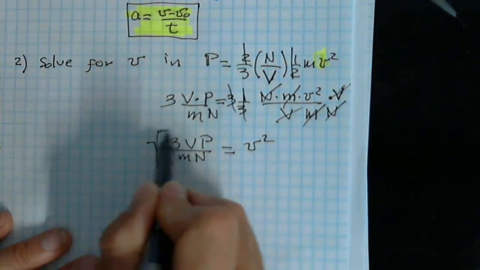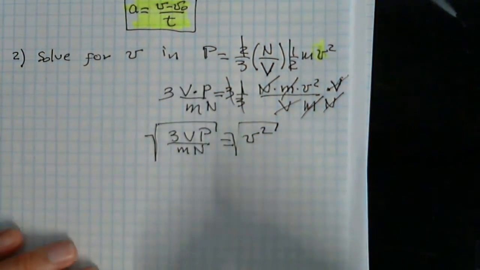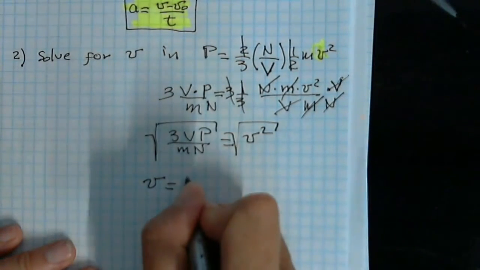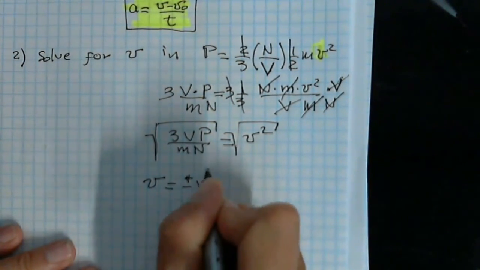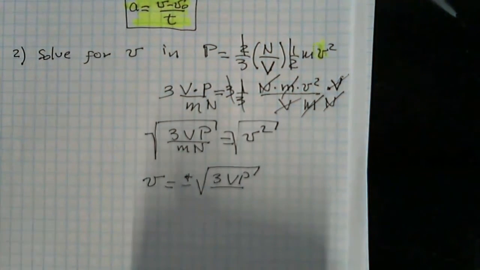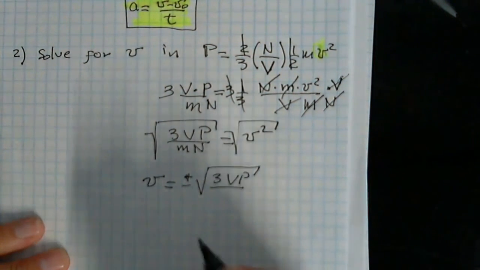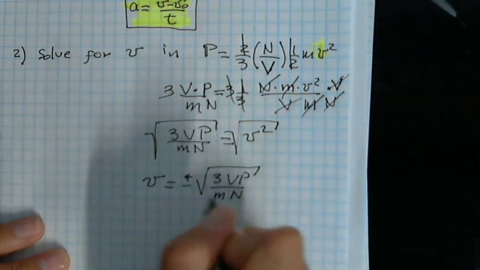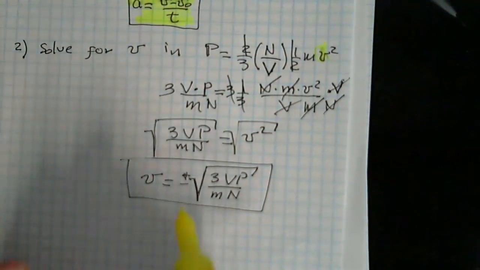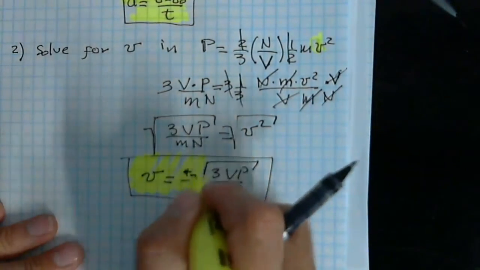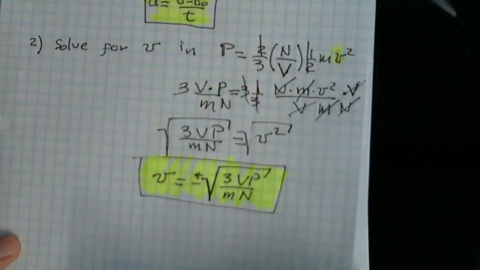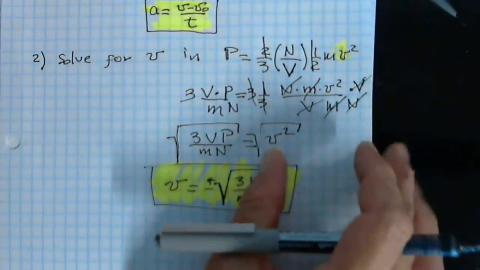And to get rid of the square, you take a square root on both sides. So the velocity in principle is plus minus, because negative squared is positive and positive squared is positive. And this is the second solution, the second problem.